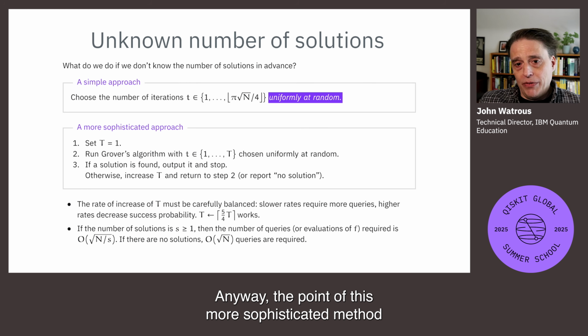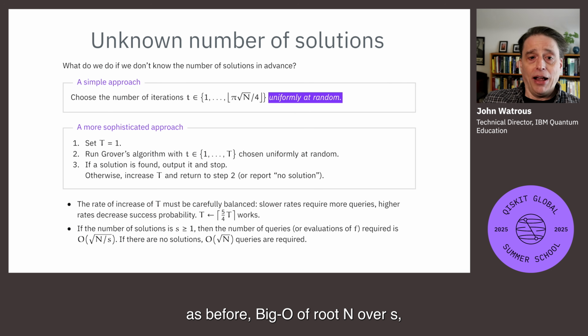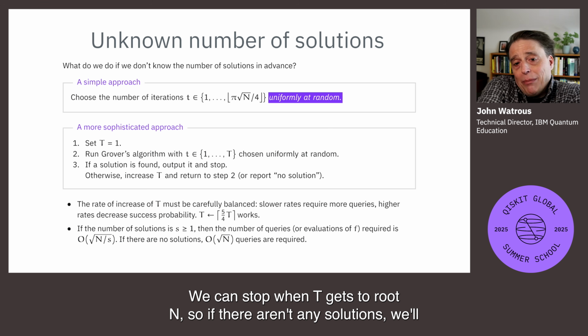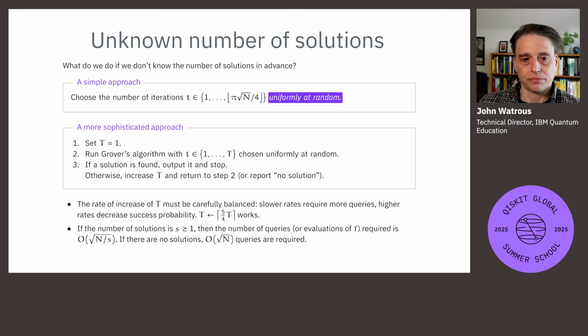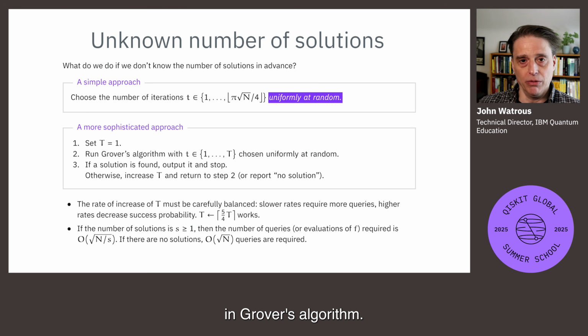Anyway, the point of this more sophisticated method is that it gives the same asymptotic bound on the number of queries we require as before, big O of root n over s. But we don't need to know in advance how many solutions there are. We can stop when t gets to root n, so if there aren't any solutions, we'll conclude after big O of root n queries that there aren't any solutions. And that's how we can choose the number of iterations in Grover's algorithm.